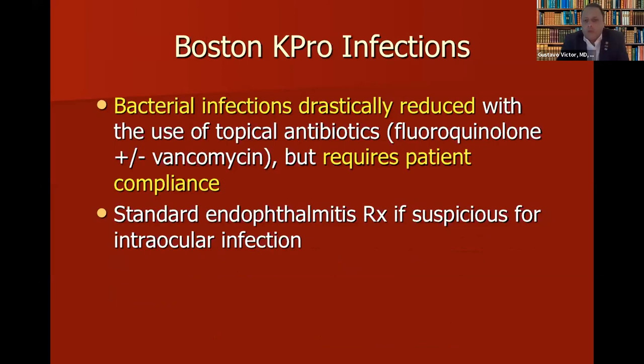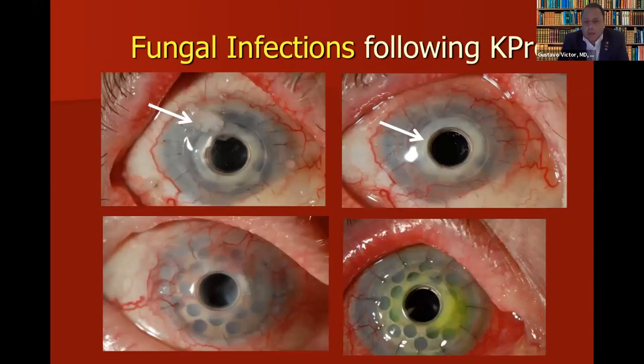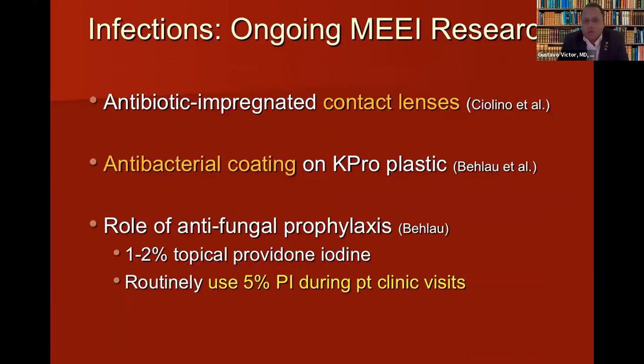So bacterial infection is definitely reduced with the use of antibiotics. Usually we use fluoroquinolone with vancomycin, but of course it requires patient compliance. This slide has a fungal infection of a Kpro, only to show here how it can appear in the clinical scenario. It's not good. So there is other research to improve and avoid infection. As I told you, the contact lens impregnated to slowly liberate the antibiotic, an antibacterial coating on the Kpro, and using povidone 5% is really very important.